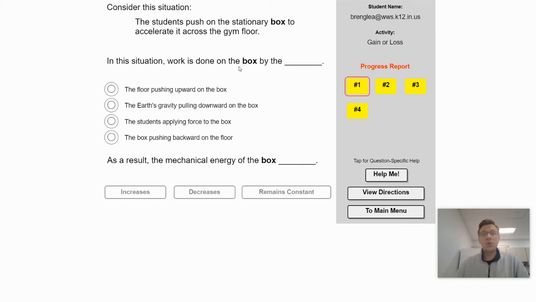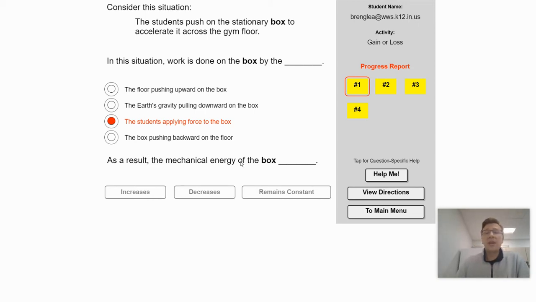So in this situation, work is done on the box by the, and it gives us these options here. The floor pushing upward on the box? No, because it's not moving some distance vertically. Earth's gravity pulling down toward the box? These are all things that are true. These are forces being applied to the box, but not over some distance. However, this one right here, the students applying a force to the box: they're pushing it over some distance. Therefore, they're doing work on the box.